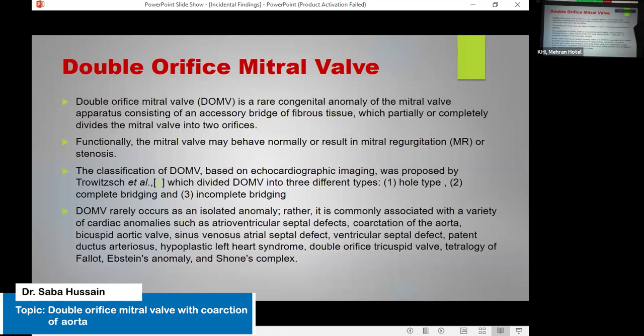If the patient is not symptomatic, we are not treating the double orifice mitral valve, we are treating MR. If the patient is having significant MR, yes, we are going to treat it. If she or he has no significant MR, we will not do anything about the double orifice mitral valve.